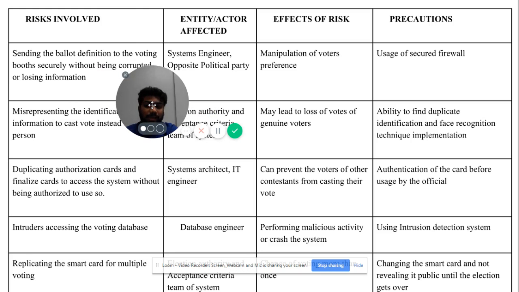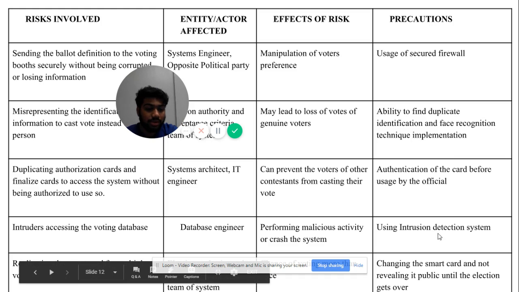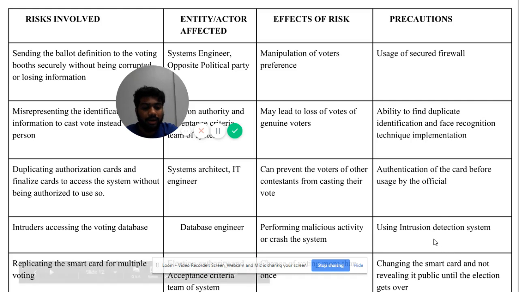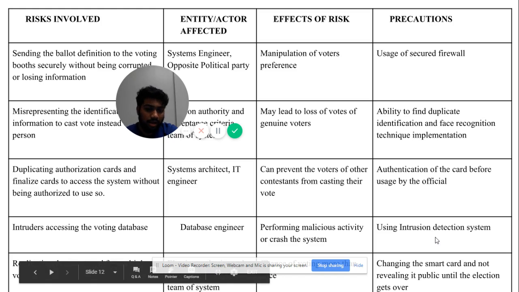And the last thing is replicating the smart card for multiple voting. It can be done by replicating the smart card or even hacking the smart card for multiple voting. So the acceptance criteria team should look into that even more, so that there would be no misuse of the smart card. And the precaution was changing the smart card and not revealing it to the public until the election gets over, so that there would be no chance of replicating the smart card, and people would have every right to vote genuinely.